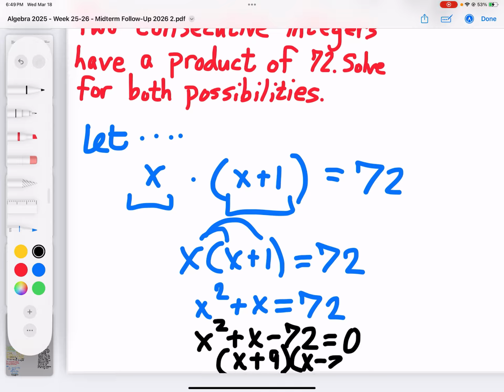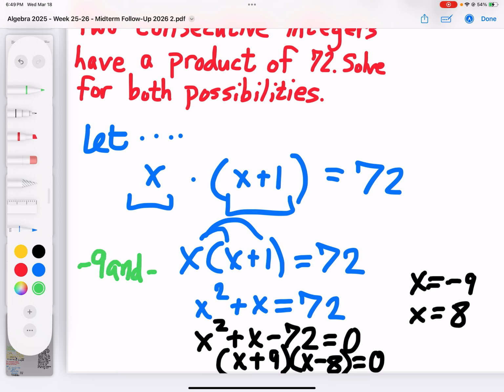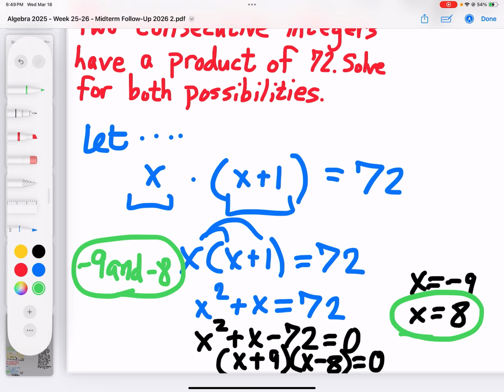So 9 and negative 8 do the job. Therefore, x can be negative 9 or x can be 8. Notice I said or, because if x is negative 9, then negative 9 and negative 8, the number 1 above it, are two consecutive integers which multiply to be negative 72, or sorry, to be positive 72. So that works. My other completely distinct, completely separate option is 8.